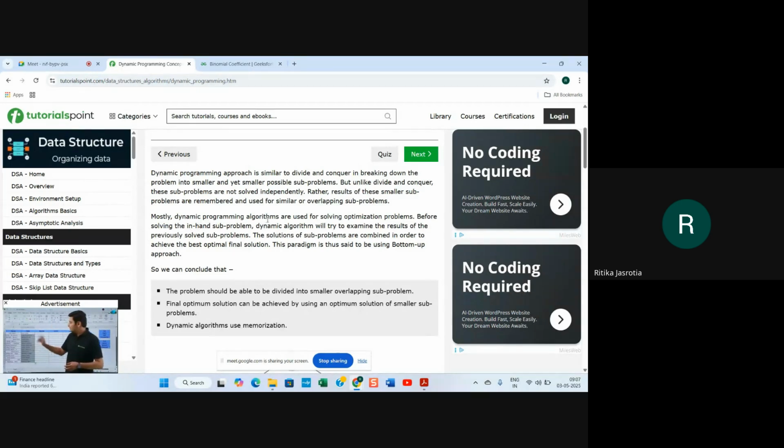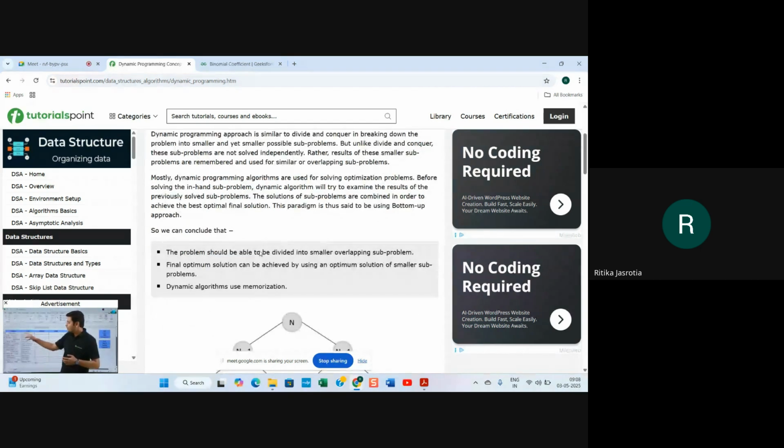Mostly dynamic programming algorithms are used for solving optimization problems, to find the optimal solution. So before solving the in-hand subproblem, a dynamic algorithm will try to examine the results of the previously solved subproblems, and it will use them. The solutions of the subproblems are combined in order to achieve the best optimal final solution. So this paradigm is said to use a bottom-up approach. What we generally use in dynamic programming is the bottom-up approach. You can also use top-down, but generally it is bottom-up.